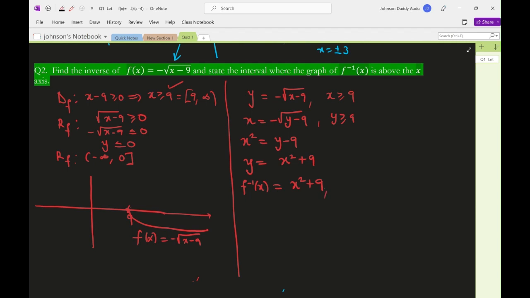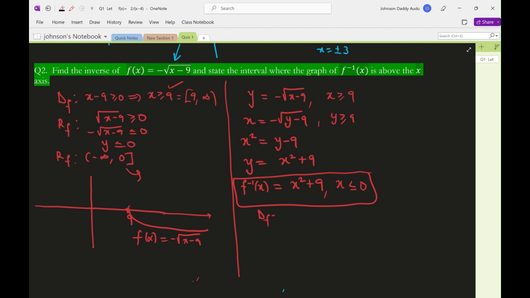So here you see what will be the condition on x? The condition on x will come from this one. It will come from the range here. So it means that x is less than or equal to 0. That should be the condition.